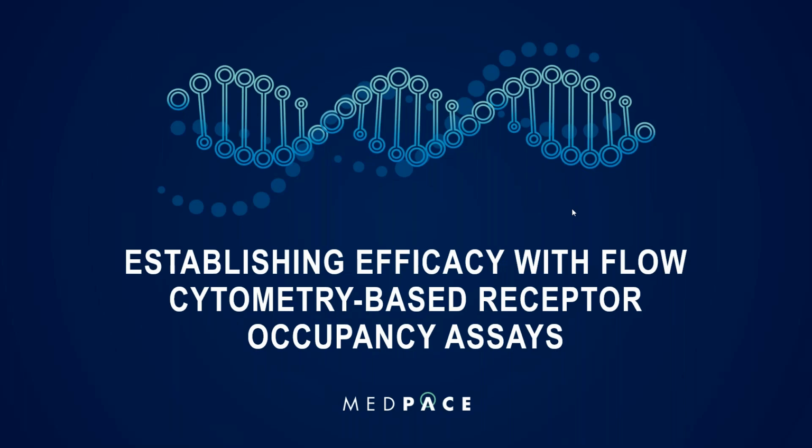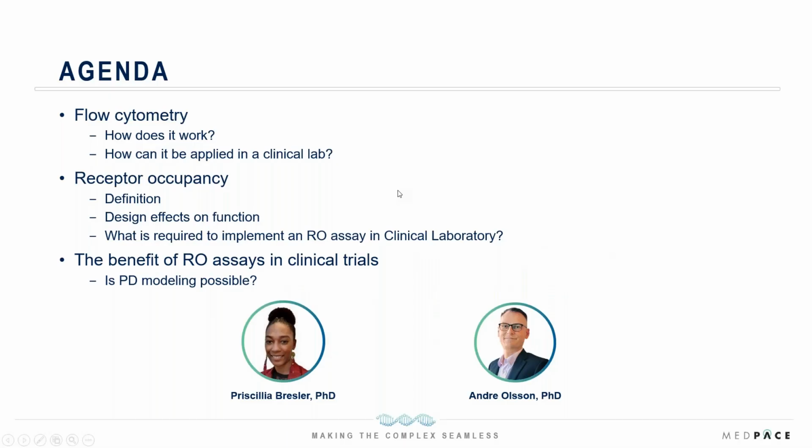So today the topic is establishing efficacy with flow cytometry-based receptor occupancy assays. In order to understand receptor occupancy, we have to talk a little bit about flow cytometry, because flow cytometry is the technology that is used to perform receptor occupancy assays. So I will start off by talking about how flow cytometry works and how it can be applied in a clinical lab.